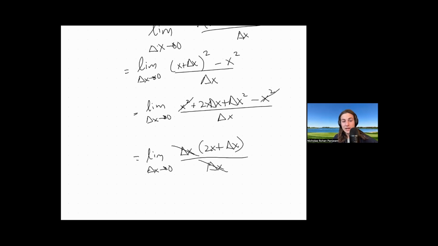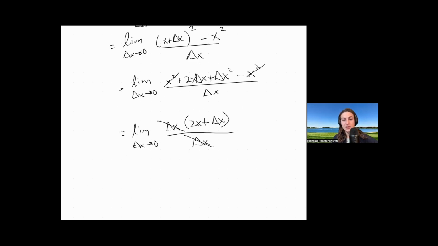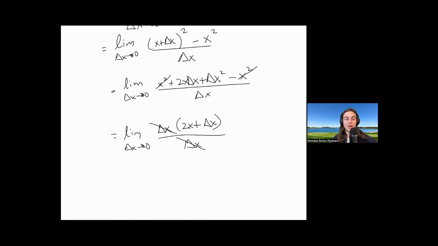And now we can plug in delta x equals 0, right? Everything we did up to this point was ultimately for the purpose of getting rid of this delta x in the denominator, because if we were to just straight plug in delta x equals 0, then we have a problem.